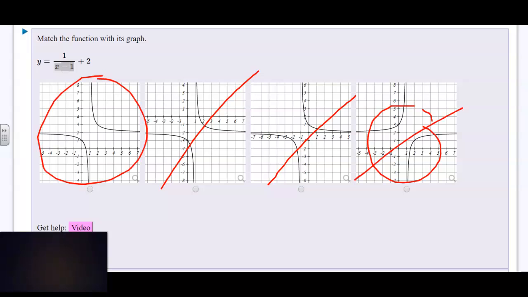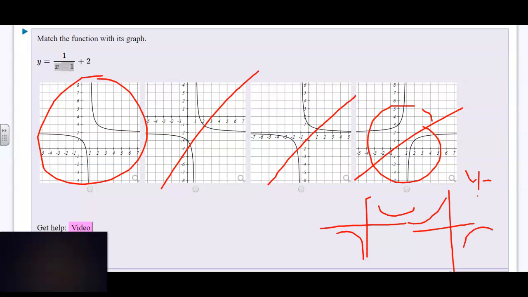You see how the original function looks like this. And this one has it reversed. This one changes it to here. So that would be implied that you had something like y equals negative 1 over x. It's going to shift it if you have a negative there. That's what's happening there.